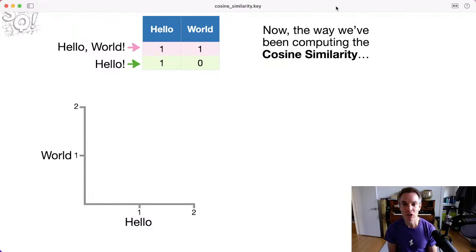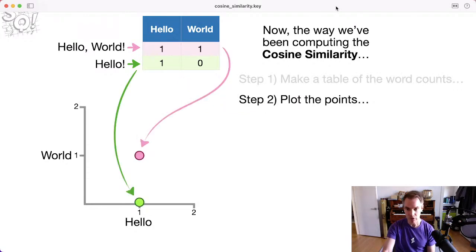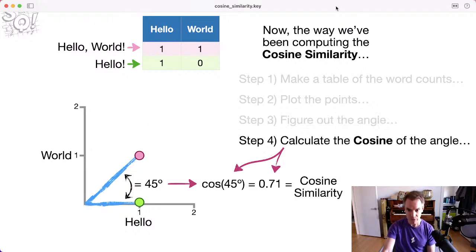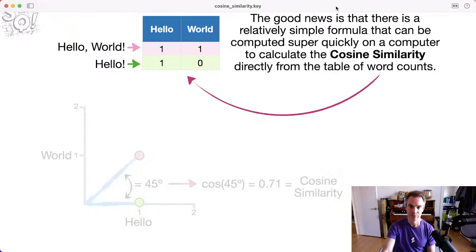Now, the way we've been computing the cosine similarity, step 1, make a table of word counts. Step 2, plot the points. Step 3, figure out the angle. And step 4, calculate the cosine of the angle, is pretty tedious. The good news is that there is a relatively simple formula that can be computed super quickly on a computer to calculate the cosine similarity directly from the table of word counts.